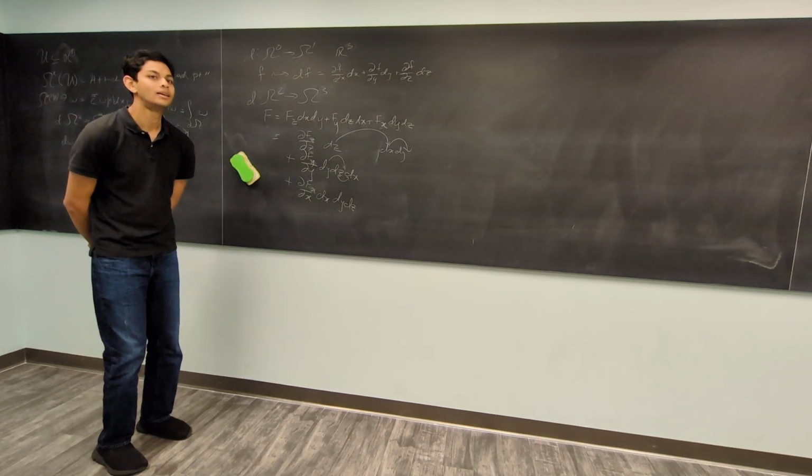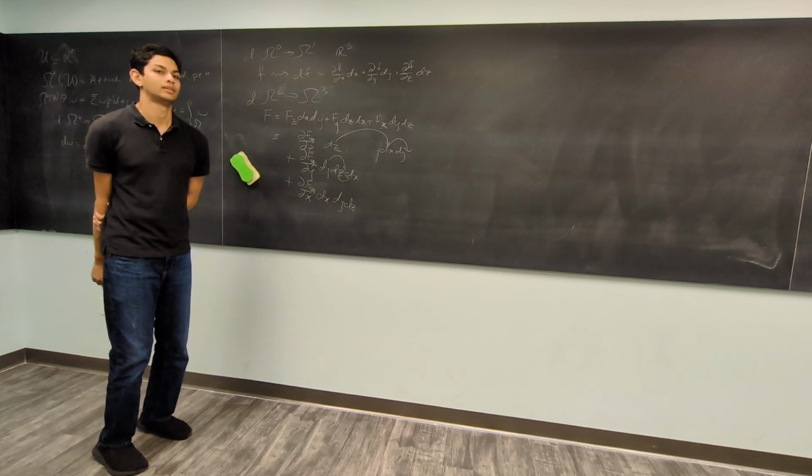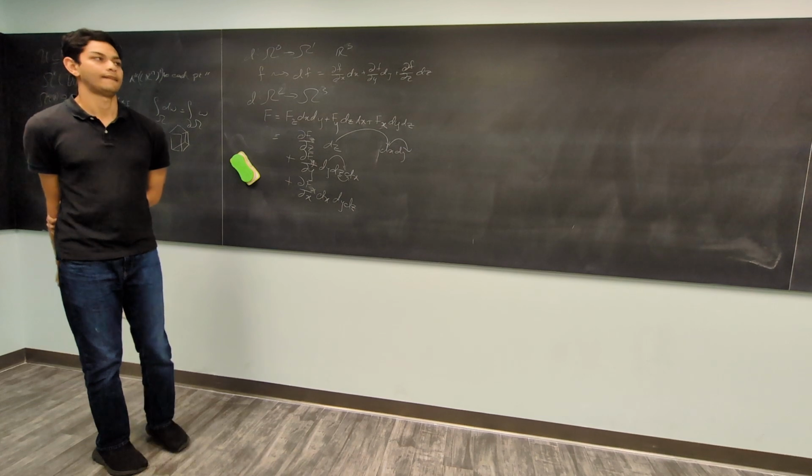Because earlier we were saying that we're going to order these like we did E1, E2, E3, we always ordered our wedge products with the lowest index first.